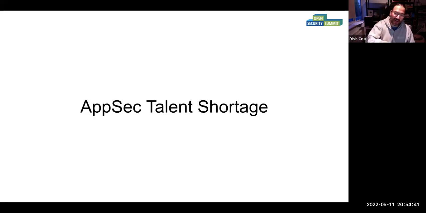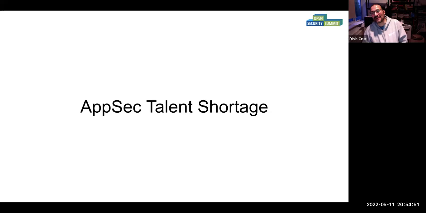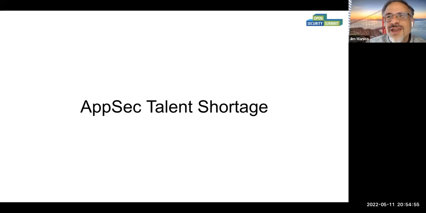Now, how do we solve this? I don't want that solved because then my rates go down. That's okay. Your rate's always going to go up because of your expertise. So I'm okay with the Appsec talent shortage. I'm okay with that. So there we disagree.